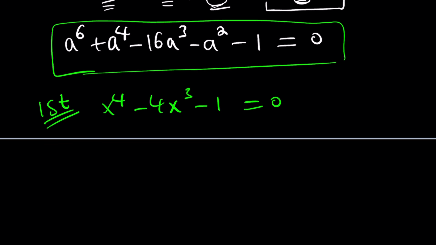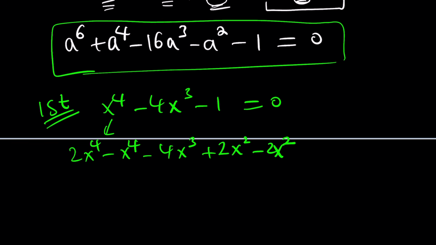First step, we're going to split the x to the fourth into 2x to the fourth minus x to the fourth, okay? And then we're going to keep the 4x cubed, okay? And then we're going to go ahead and add 2x squared and subtract 2x squared, and I'll explain why we do that, okay? So far we have 2x to the fourth minus x to the fourth, which works. We have the minus 4x cubed, which is there. 2x squared minus 2x squared is going to work, and all we have left is minus 1 equals 0.